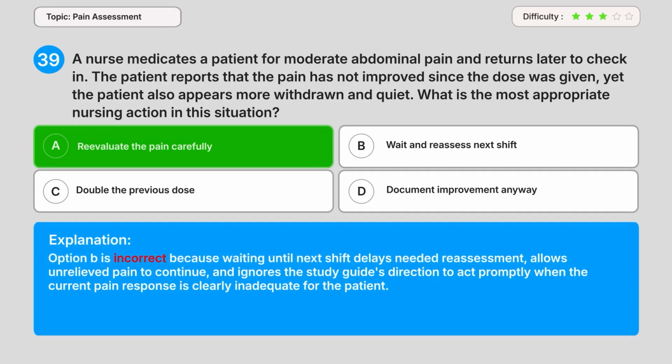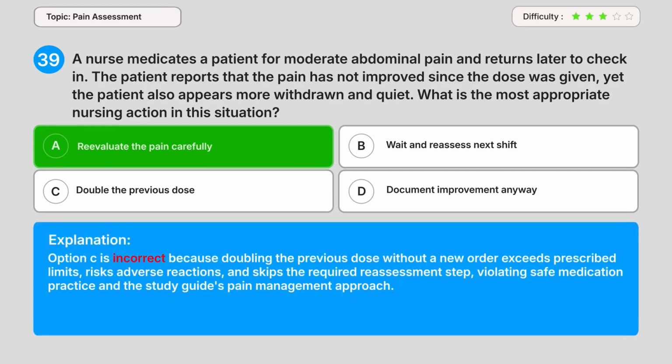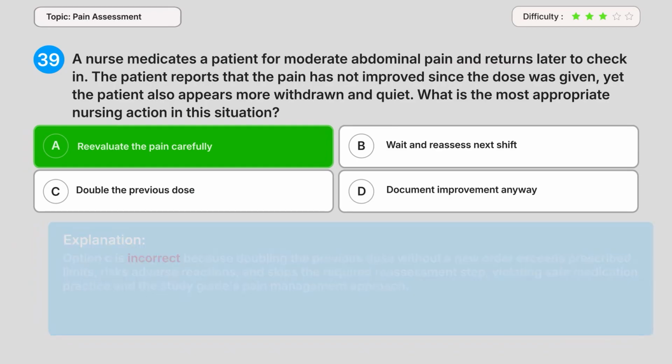Option B is incorrect, because waiting until next shift delays needed reassessment, allows unrelieved pain to continue, and it ignores the study guide's direction to act promptly when the current pain response is clearly inadequate for the patient. Option C is incorrect because doubling the previous dose without a new order exceeds prescribed limits, risks adverse reactions, and skips the required reassessment step, violating safe medication practice and the study guide's pain management approach.